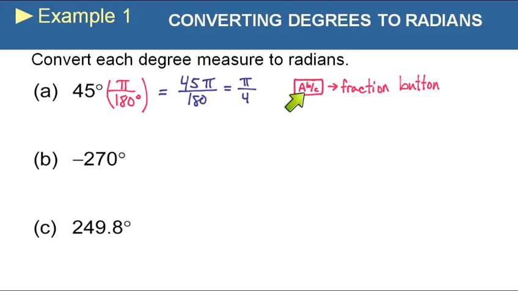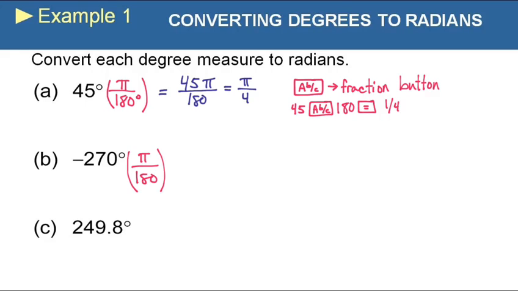If you use this button on your calculator that looks like A, B over C, it looks like a mixed number. That's the fraction button. So if you enter 45 fraction 180 and press equal, the calculator understands this as a fraction, and it will reduce it for you to 1/4.